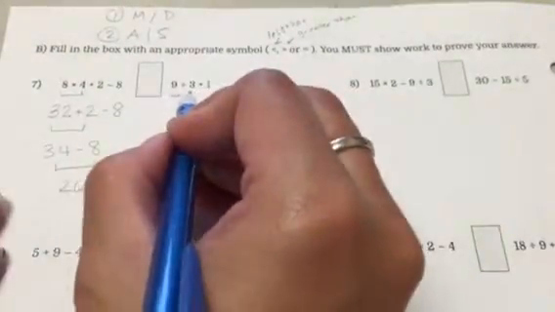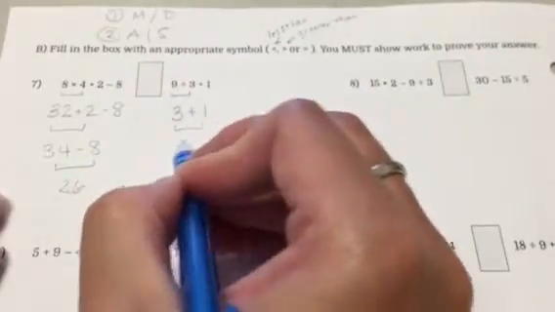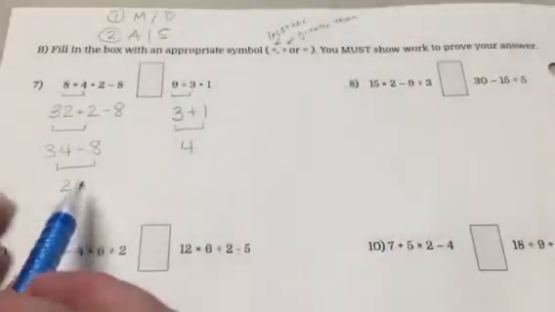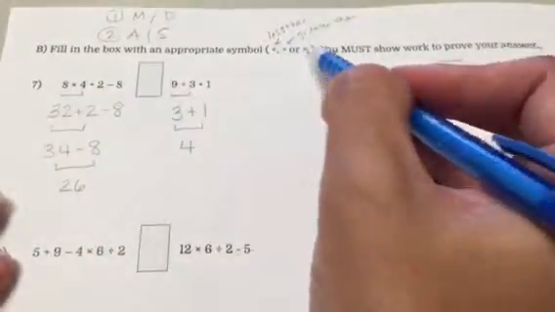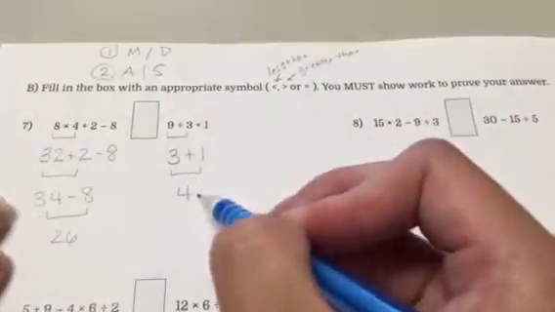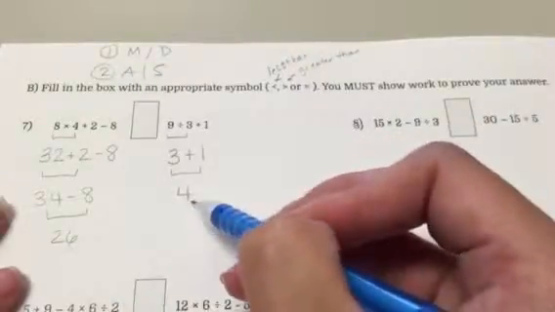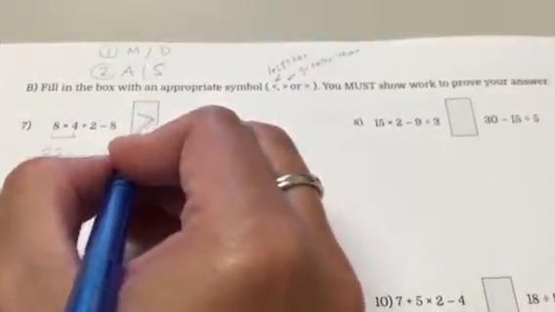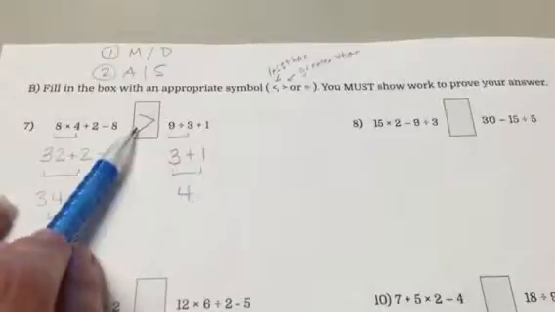Here I'm going to do the division first. 9 divided by 3 is 3. 3 plus 1 is 4. So now we're going to look at our answers, 26 and 4. Now I'm going to decide which sign to put in there. So is 26 less than 4? No. Is 26 greater than 4? Yes. Or is 26 equal to 4? So in this case, it only makes sense to have 26 is greater than 4. So that's the symbol you'll put in.